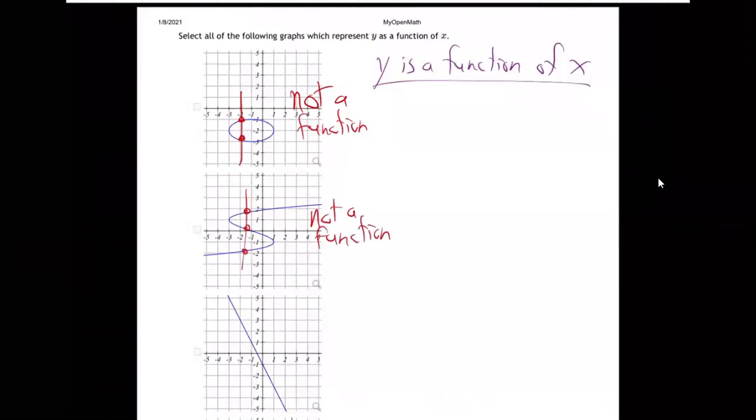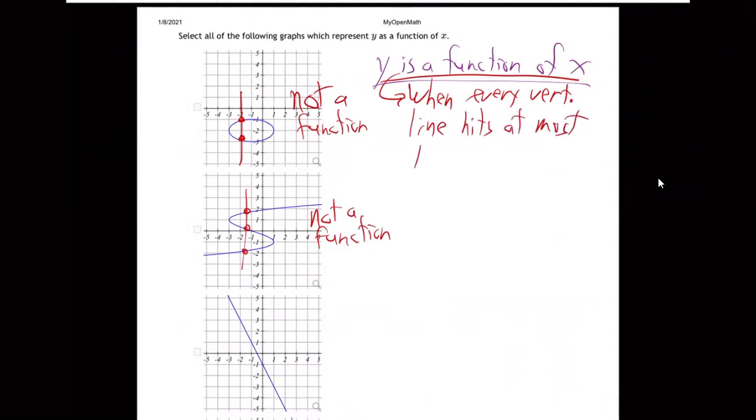So the answer is y is a function of x when every vertical line hits at most one place on the graph. You only want the vertical lines to hit one place. You don't want the vertical lines to hit more than once. I know that seems like kind of a weird rule. I'll explain why in a little bit, but for now, let's just get used to doing it.